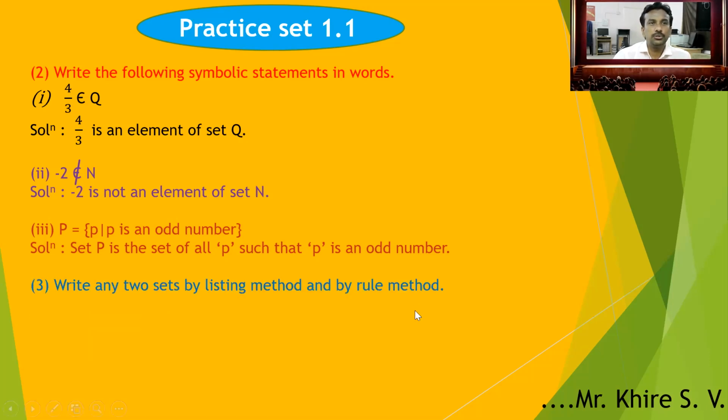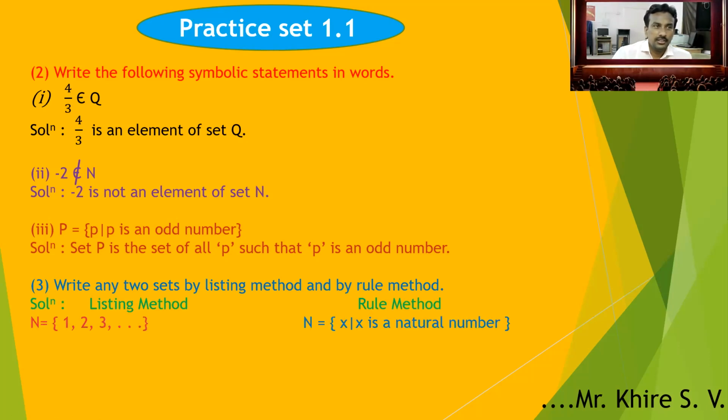Question number 3: write any two sets by listing method and by rule method. There are two methods of writing, the listing method and the rule method. Suppose N is the set having elements 1, 2, 3 and so on. This is the set of natural numbers. Now the same set can be written in rule method also, like this: N is the set of x such that x is a natural number. Okay? Same set is there, the set of natural numbers. But the first is written in listing method and the second is in rule method.